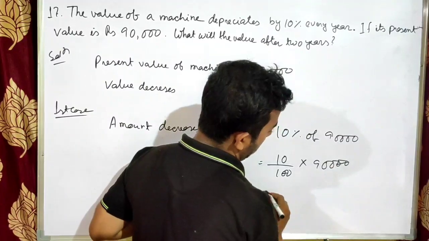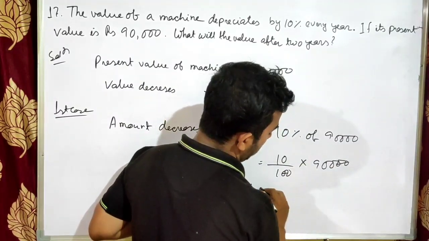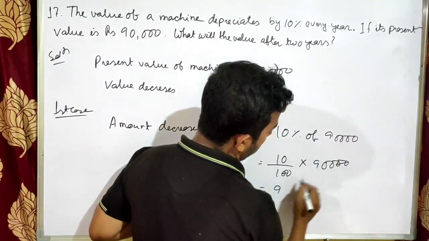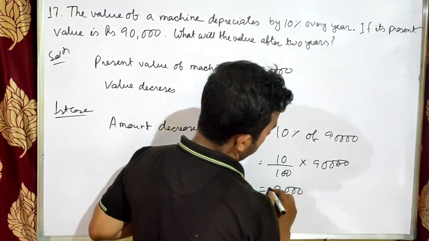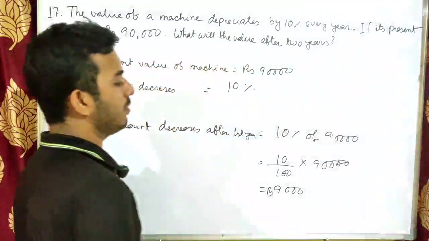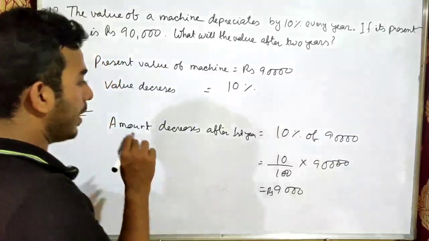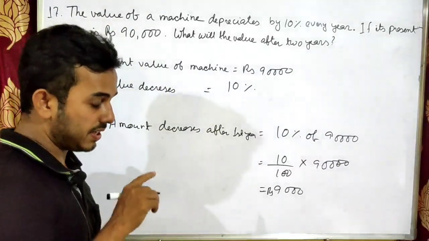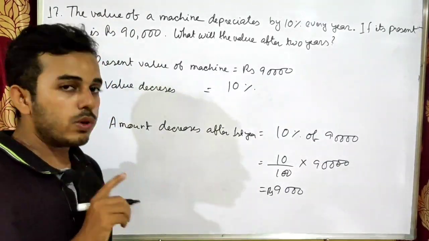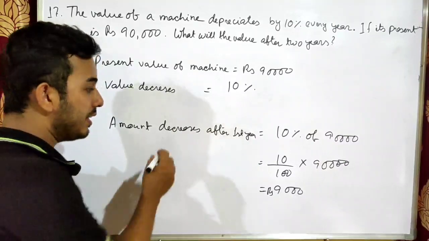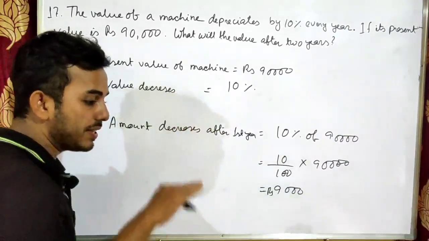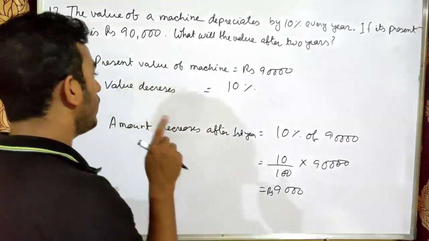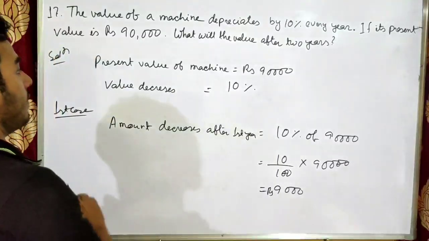Zeros cancel. So left is 9 into 1 is 9, then 1 2 3 0. So it will be 90,000. That is the value decreases in the first year, 90,000. Now we have to find the value of the car. This is how much the value decreases. Now we will find the value of the car after the first year.